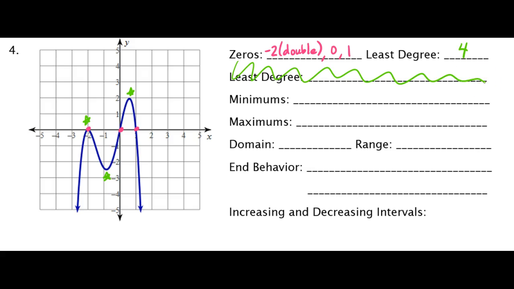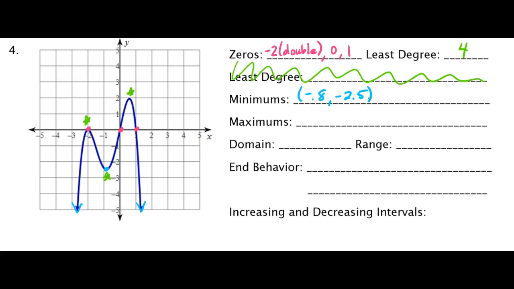All right, it's asking me for the minimums and maximums. So let's talk about minimums first. I only see one, and remember we're only talking about local or relative minimums, meaning I don't care about these two arrows that point down to -infinity. Those are absolute minimums. We're not talking about that. So I only see one, which is right here. And this one does not fall exactly on a whole number, so we're going to have to make some estimations here. It looks like it's not quite at -1, so I'm going to say it's maybe at -0.8. And then it's down maybe 2.5, so -2.5. That would be my minimum.